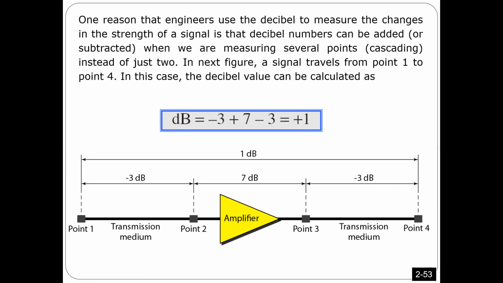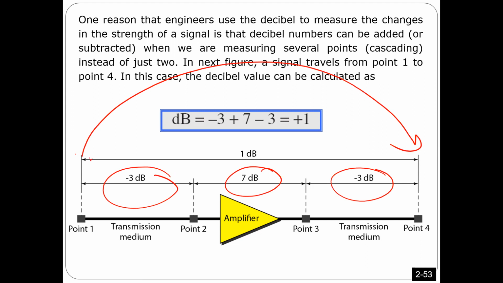And then from point 2 to point 3, because we have an amplifier here, it should be positive 7. Just from here to here, and then from here to here, we actually lost 3 dB. Okay, so now if I give you this part, this part, and this part, and then ask you to get end to end from here to here, the good thing about decibel is it's just a simple addition. You can add them together. That's why we like decibel. You got what I'm saying?